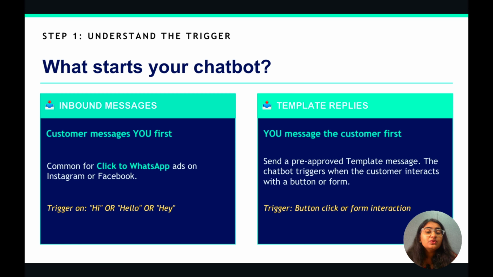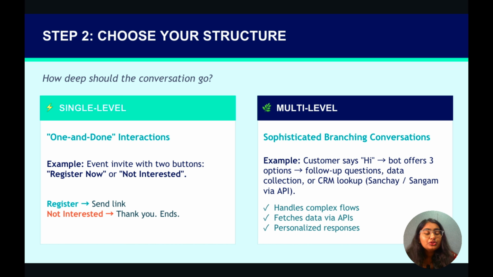Now this happens when you send an initial message to the customer using a pre-approved template. Here the chatbot triggers only when the customer interacts with a button or a form within the message that you sent to them. Now moving on to step 2, choosing your structure.